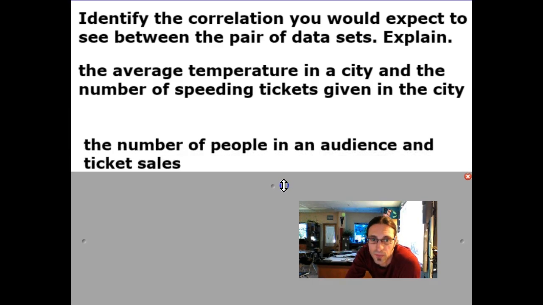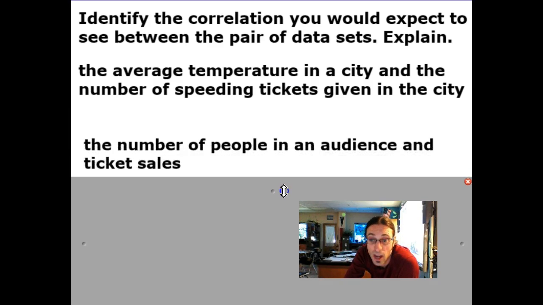Second problem, the number of people in an audience and the number of tickets sold. Well, if you said, yeah, they're definitely related, that's right. I mean, some people might buy a ticket and not show up, but I bet they're pretty positively correlated. The more tickets sold, there's probably more people showing up. Fewer tickets, fewer people are going to be in the audience.